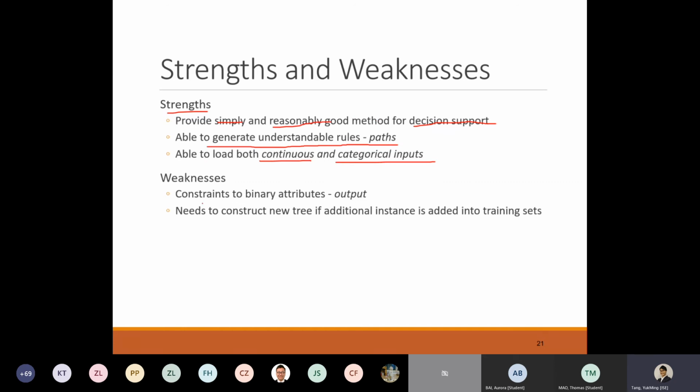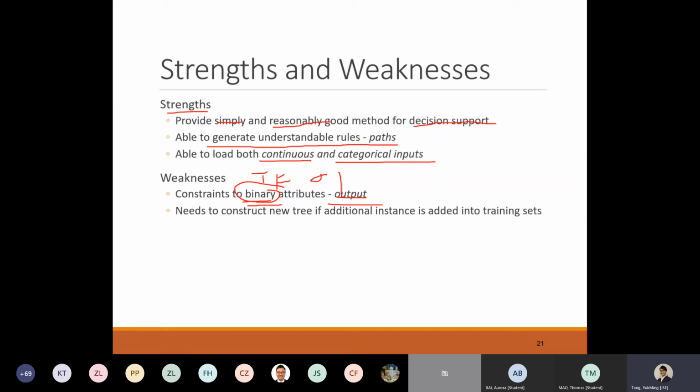The weakness is, first of all, remember that we are only able to decide binary attributes, true or false, 0 or 1. Remember, the output is only a binary output. The output is binary: true or false, 0 or 1, agree, disagree, accept or reject, and so on. So these are binary decisions. This is one of the weaknesses.